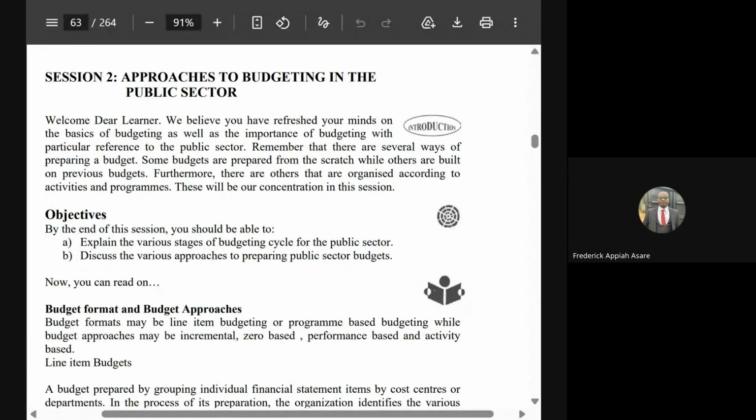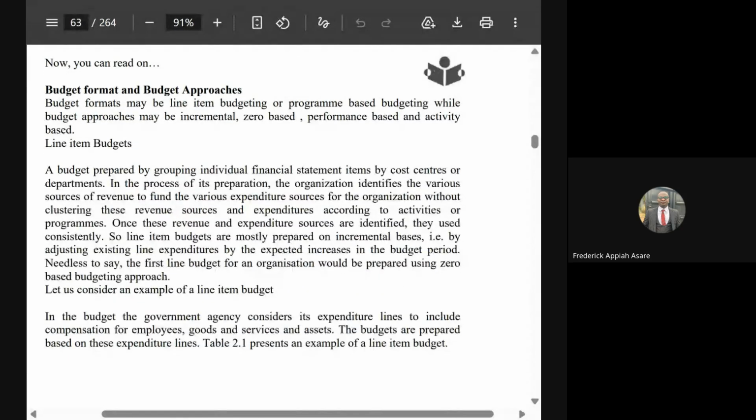Approaches in budgeting. So you can prepare budgets based on line item budgeting, program-based budgeting. The formats of budgets may be line item or program-based budgeting, while the approaches may be incremental, zero-based, performance-based, and activity-based. Now let's look at the first two formats.